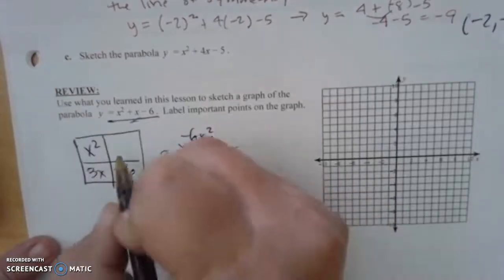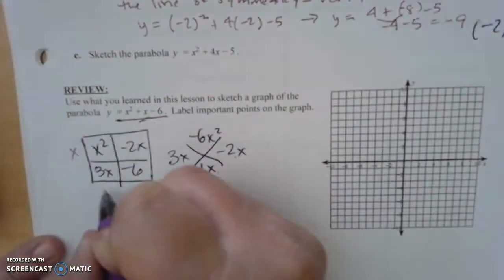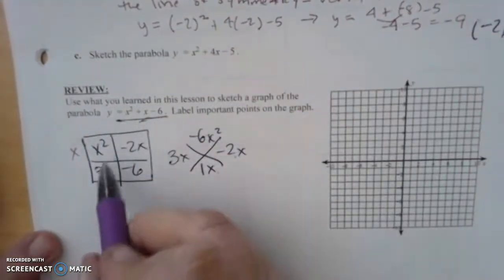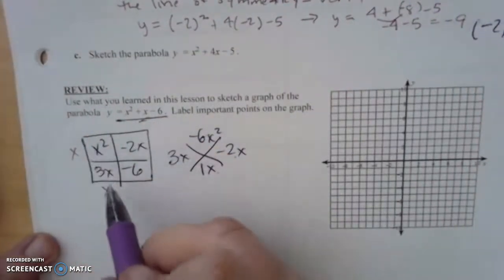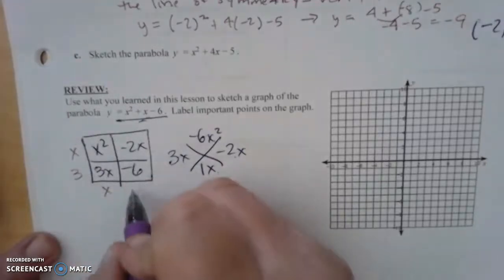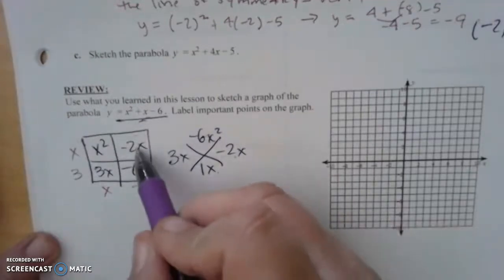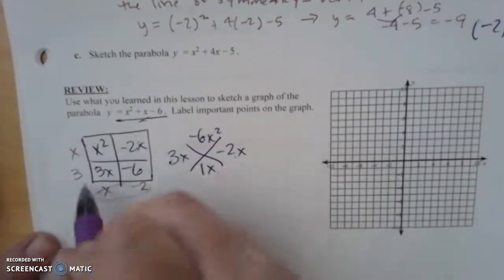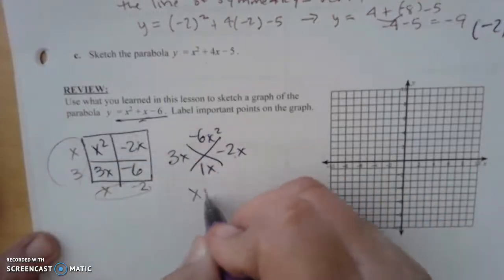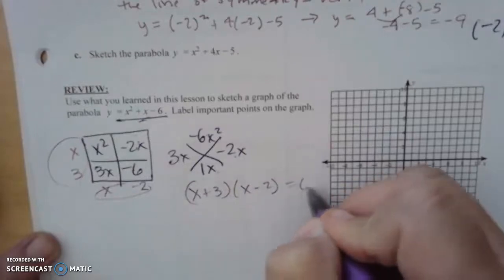So 3x, -2x. And then let's go ahead and, we know that's x times x. X times x makes x squared. X times what makes 3x? How about 3? 3 times -2, and look at that. That makes -2 times x is -2x. So here are our terms. So we get x plus 3 and x minus 2. Set that equal to 0.